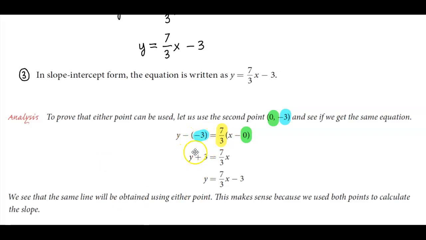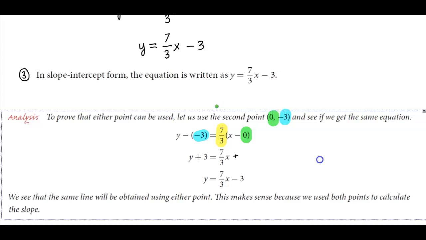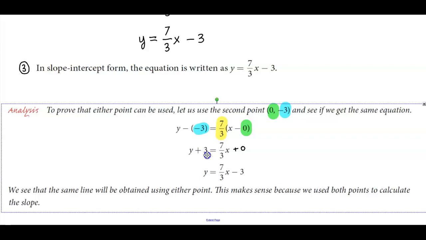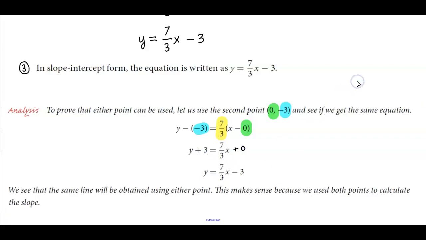So a negative times a negative gives us y plus 3. Well, this gives you 0, so when you distribute the 7/3 to x, you get 7/3 x. And 7/3 times 0 is 0. So that means you have plus 0. And then isolating y, we can subtract 3 from both sides, which gives us y equals 7/3 x minus 3. So we see that the same line will be obtained using either point. And again, this makes sense because we used both points to calculate the slope.